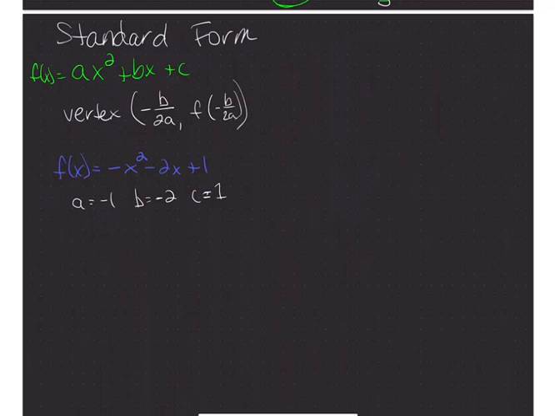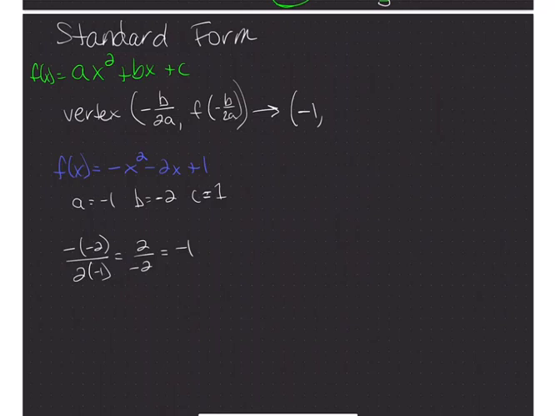So to figure out my h value of my vertex, I'm going to put it into my negative b over 2a, right? So negative b, so negative 2, that's our b, over 2 times a, which is negative 1. So I'm going to get what? A positive 2 over a negative 2, and that's going to give me negative 1. So when it comes to my vertex, my h value is negative 1.